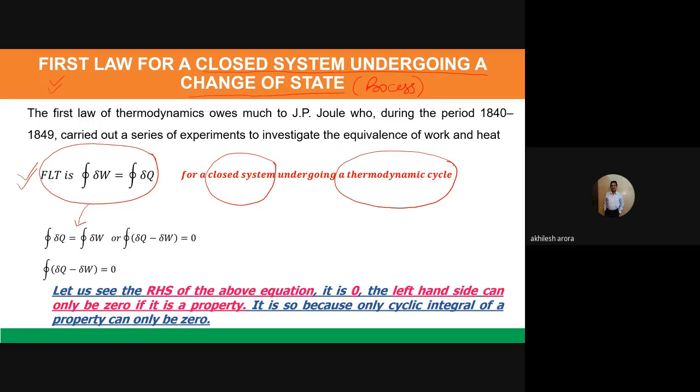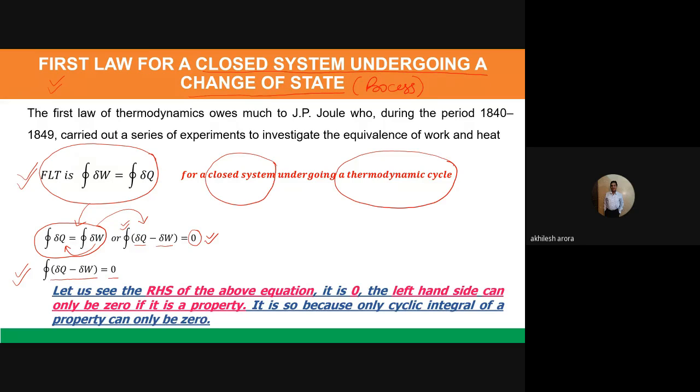What I have written here is the statement of the first law of thermodynamics: cyclic integral of delta Q is equal to cyclic integral of delta W. In the next step, I have brought this delta W to the left hand side itself. So now I can write cyclic integral of delta Q minus delta W, and that quantity will be equal to 0. It is very important to see here that the right hand side is now 0. So I get this particular equation: cyclic integral of delta Q minus delta W is equal to 0.